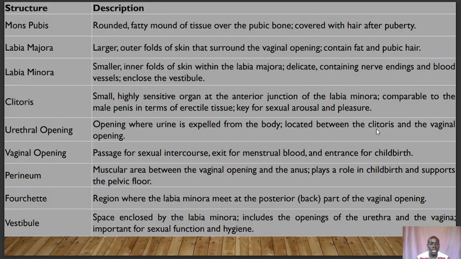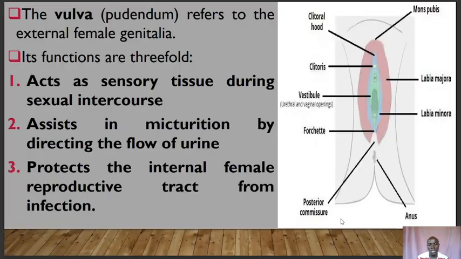The vestibule, on the other hand, is enclosed by the labia minora, and it includes the opening of the urethra and the vagina, and it's very important for sexual function and hygiene. So generally, the external female genitalia is referred to as the vulva or the pudendum. And it serves functions which are threefold.